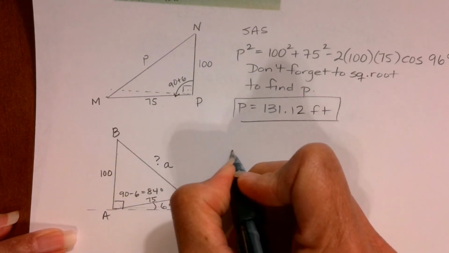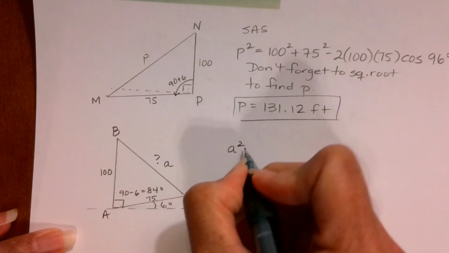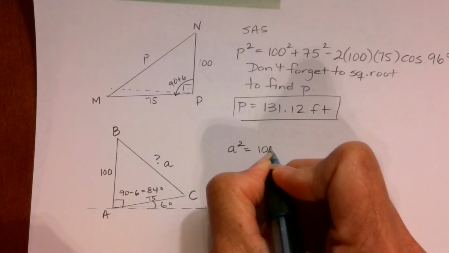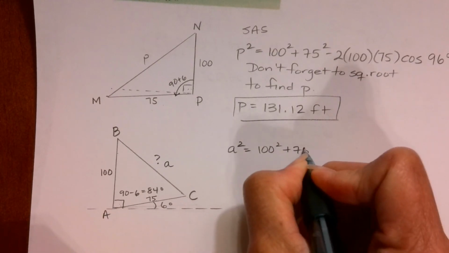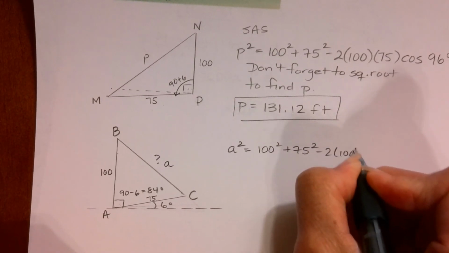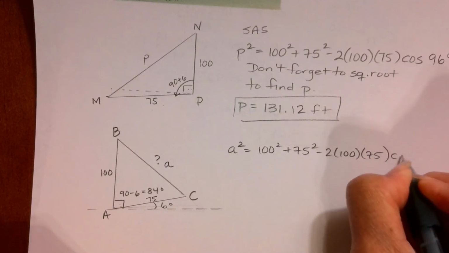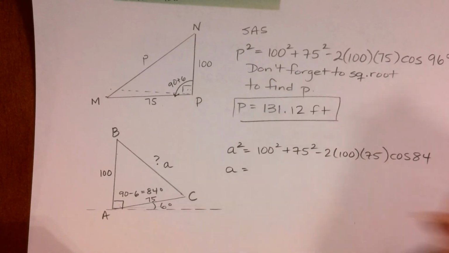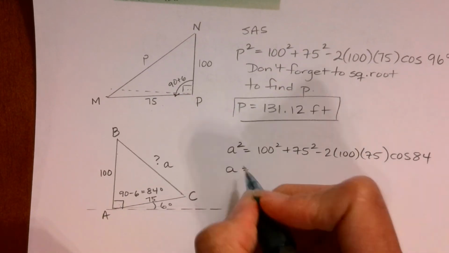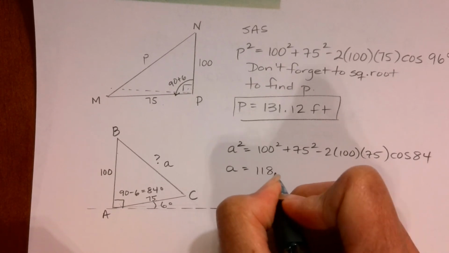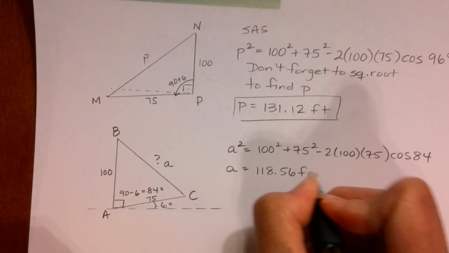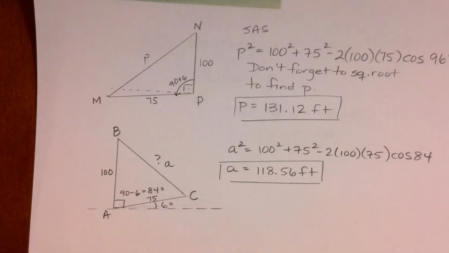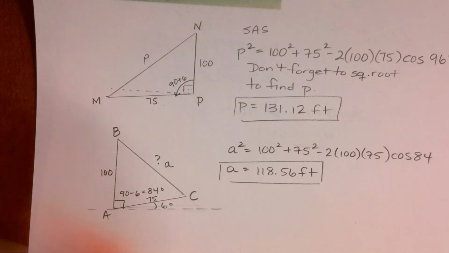We're looking for a, so we'll do a squared equals the two sides that we do know. So that's 100 squared plus 75 squared minus 2 times 100 times 75 cosine of 84. Put that in the calculator, you will square root it, and you'll end up with 118.56 feet. Okay, one more to go.